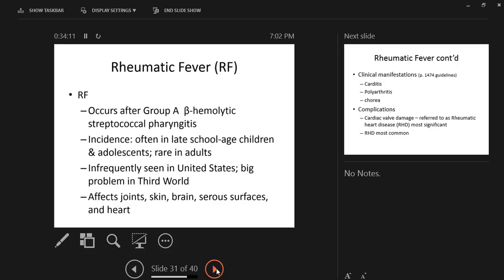It affects the joints, the skin, the brain, and serous surfaces, and the heart. It can cause heart valve damage, and there are some real serious common complications from heart valve damage following rheumatic fever.